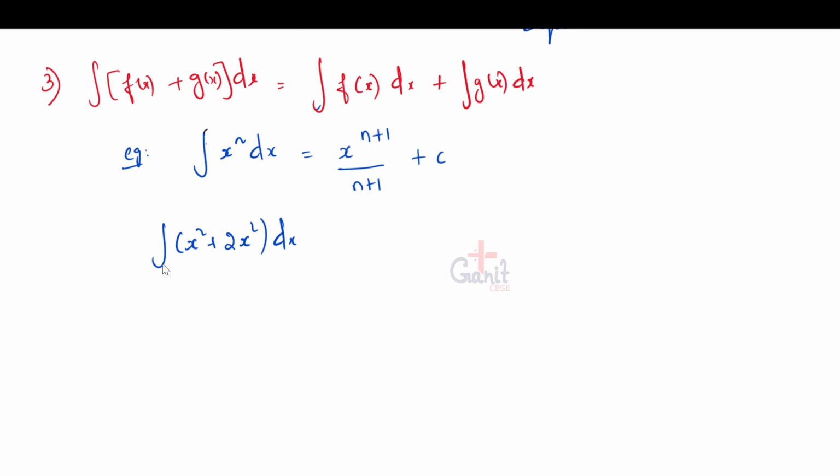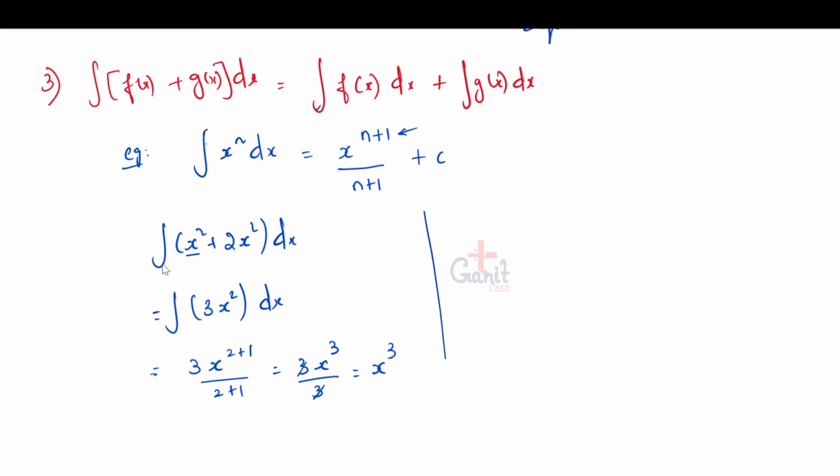So for example, if I have x square plus 2x square, I can simplify this as 3x square dx, and if I integrate that, we can apply this formula. I have 2 as n, so 2 plus 1 divided by 2 plus 1. So I'll get 3x to the power 3 divided by 3, and you will get x to the power 3 as answer. So this is the LHS.